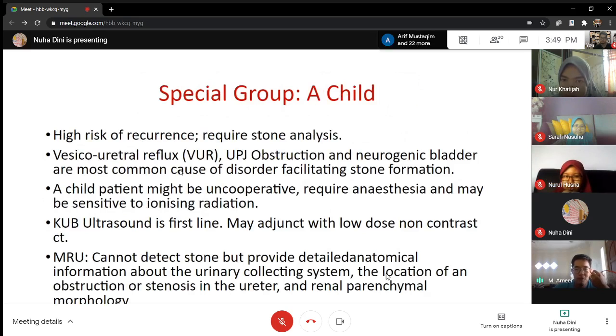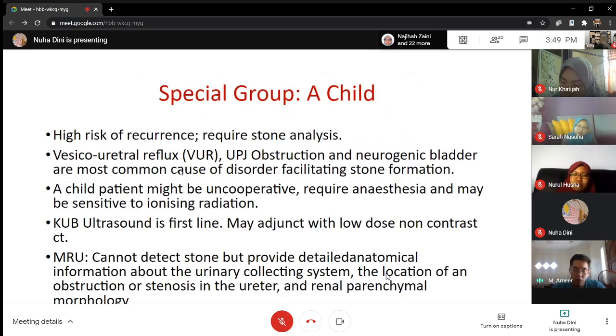Okay, the second special group is children. In children, there is a high risk of recurrence if the patient has stone, so we need to do a more detailed investigation. The most common problems are vesicoureteral reflux, ureteropelvic junction obstruction, and neurogenic bladder. These problems usually cause precipitation in stone formation. And in children, usually they are uncooperative and they are more sensitive to ionizing radiation.